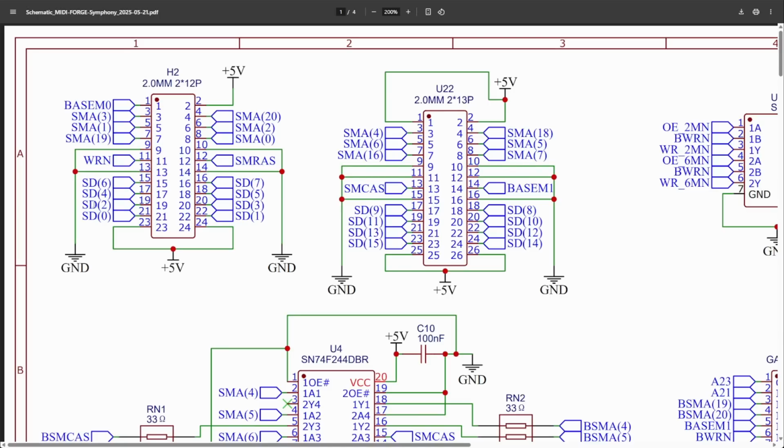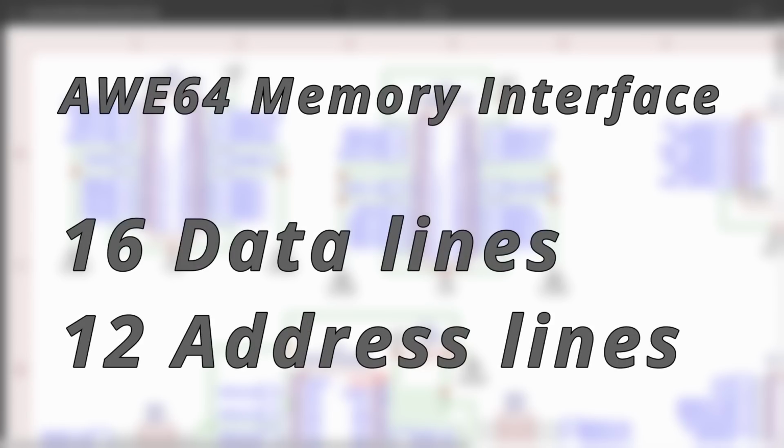Now let's count the data lines first. We have 8 on this pin header and we also have 8 on the other pin header. So they're distributed equally among both pin headers. The memory address lines are also distributed and you will see 1, 2, 3, 4, 5, 6 and also 6 on the other pin header. So we have 16 data lines and 12 address lines. This is how the AWE64 interfaces with the memory chips.